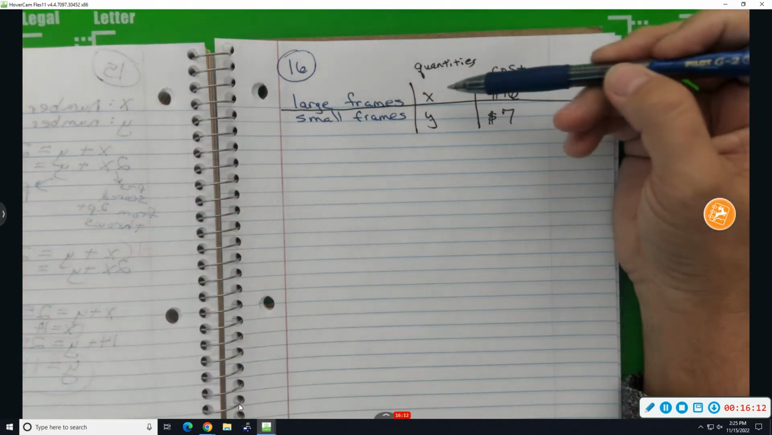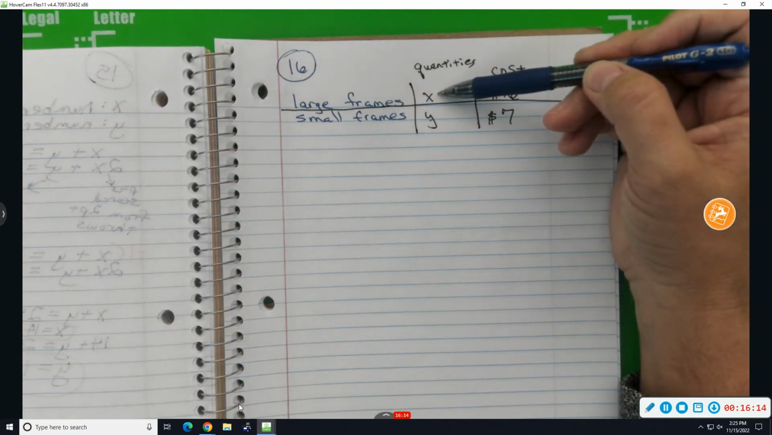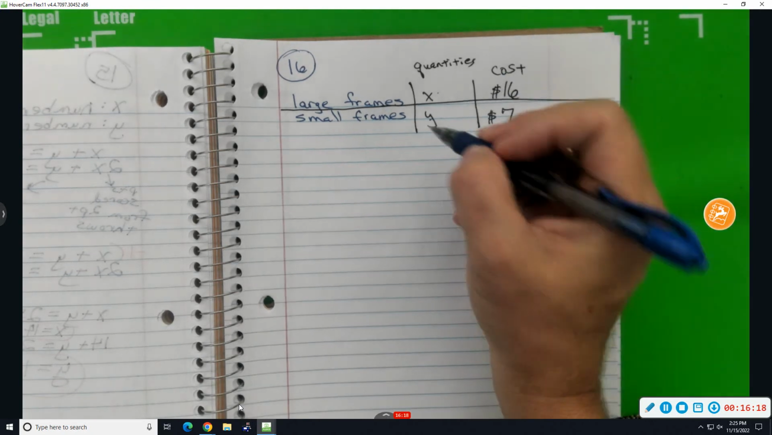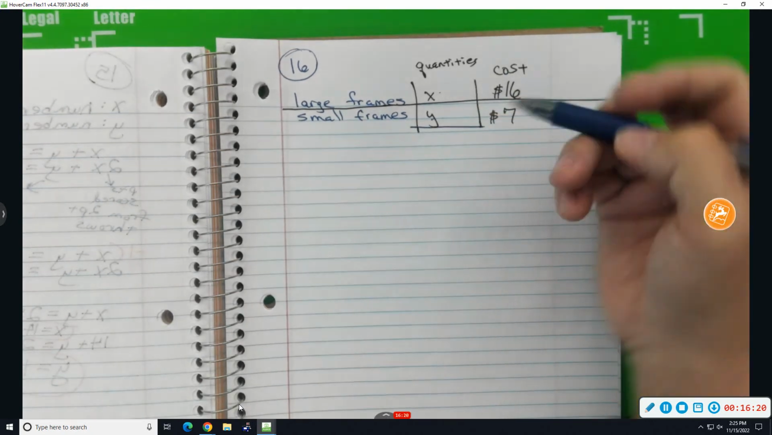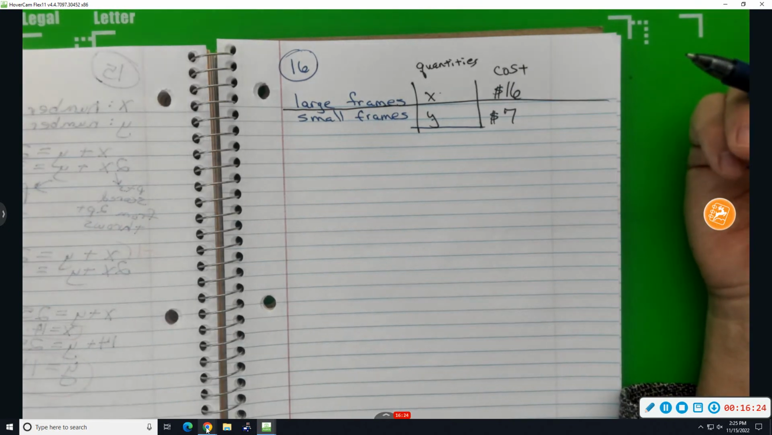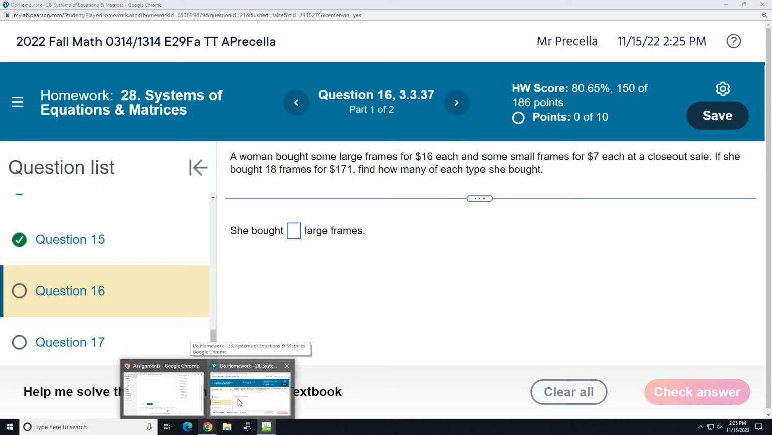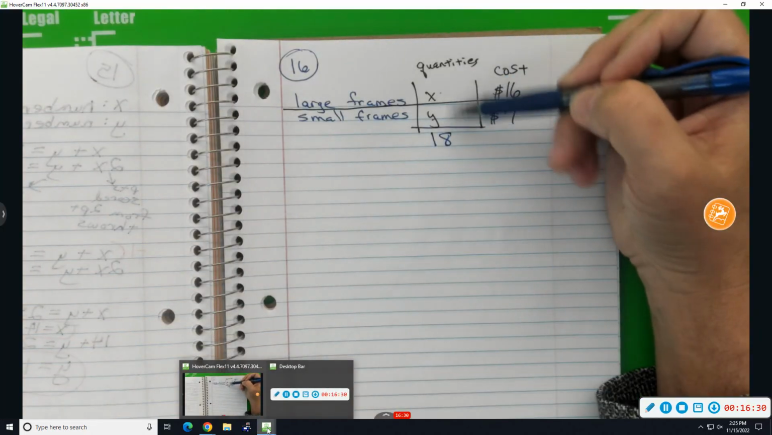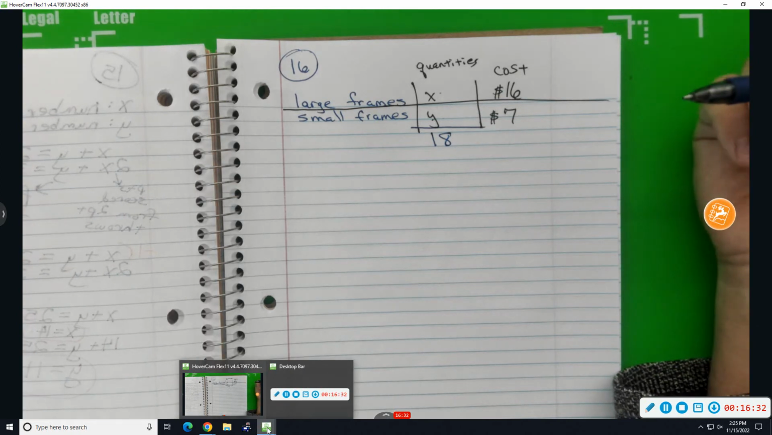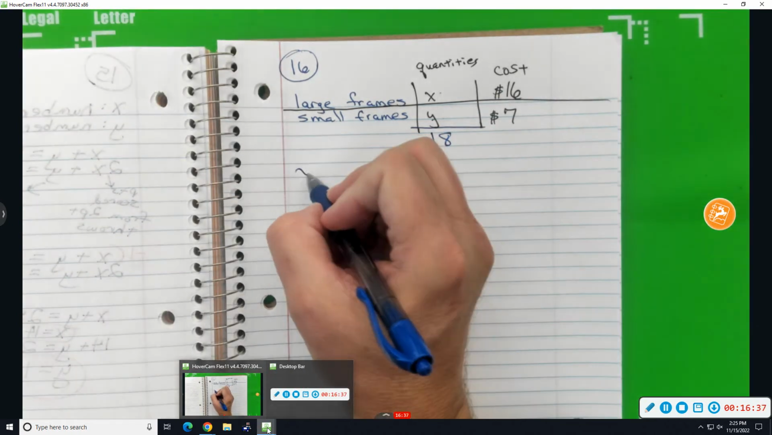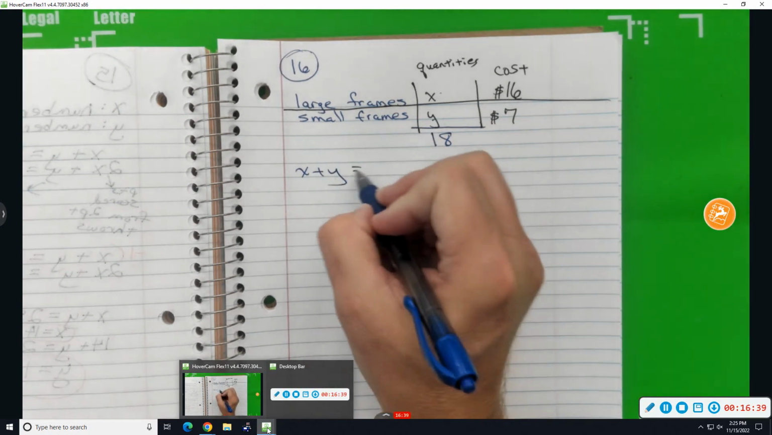Okay. So if she bought X large frames and Y small frames, if we were to total those, what would that total have to be? I'm going to add them up. 171. No. How many frames did you buy? Switch back. Oh, 18. She bought 18 frames. So if you total the quantities, it would be 18. So there's the first equation. X plus Y is equal to 18. Any questions on my logic there?